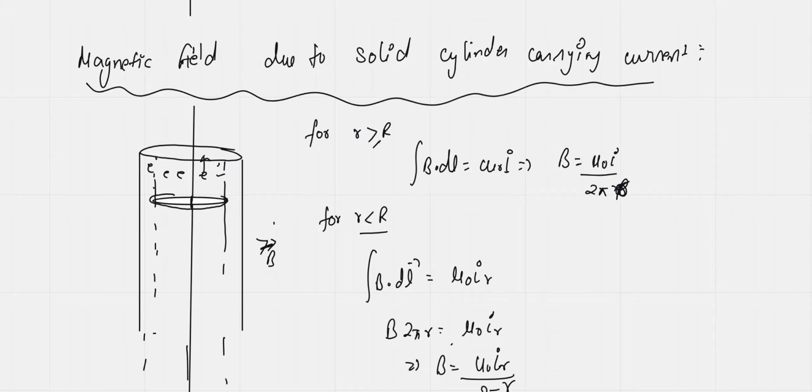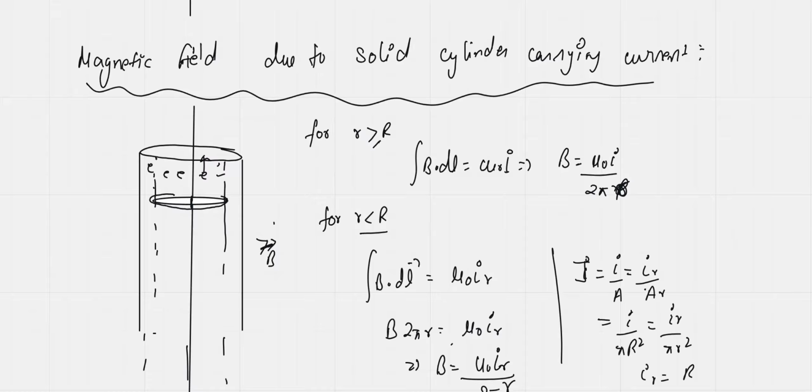What is the value of I_r? If you see carefully, let's talk about the current density. Current density is nothing but current divided by area, which is equal to I_r divided by area also. So what is the total area? The total area is pi R square. This is I_r divided by pi small r square. So this I_r comes out as I r square divided by R square.